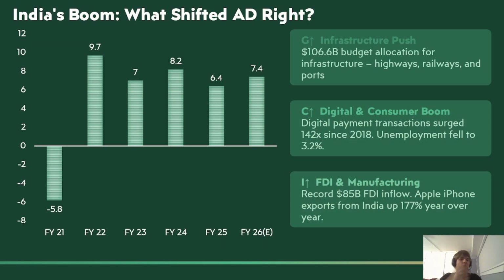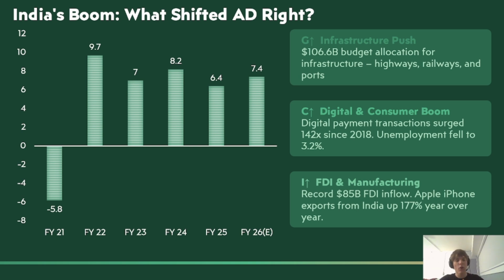As you can see, there is a chart showing the growth of real GDP of India from 2021 to 2026, with 2026 as a forecast. Here you can see the big economic boom from 2021 through to 2022. So, what causes this economic boom?